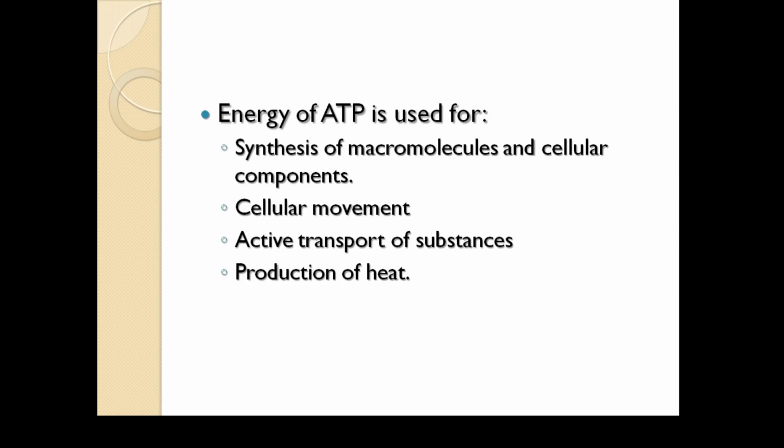Okay, so the energy of ATP is used for, as you know, all the processes in our bodies that need energy. These are some examples of those processes. The synthesis of macromolecular and cellular components. For example, we use amino acids and energy, and we make a protein. Other cellular components, building blocks for the cytoplasm, the cytosol, or the organelles. Cellular movement. Active transport of substances. Remember that there are some substances that can cross the cell membrane without energy. One example of this is the sodium-potassium pump.